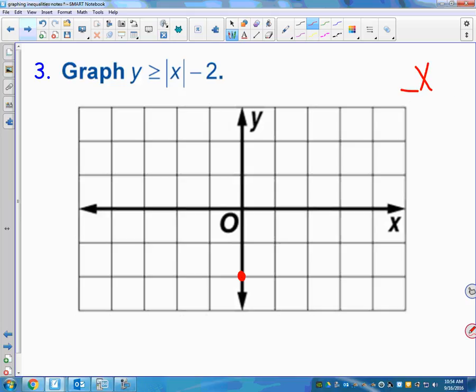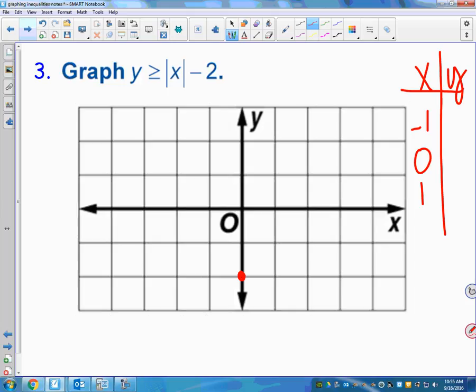But again, if you don't like the transformations, pick what makes your absolute value go to 0, which would be 0. And then pick a number on either side of that. So I would pick negative 1 and positive 1. And that should always give you the V shape if you don't like the transformations.